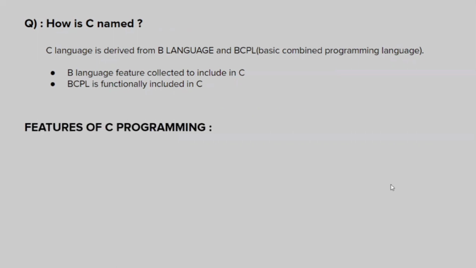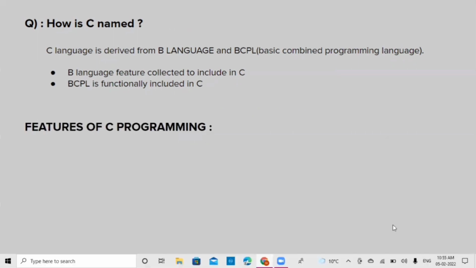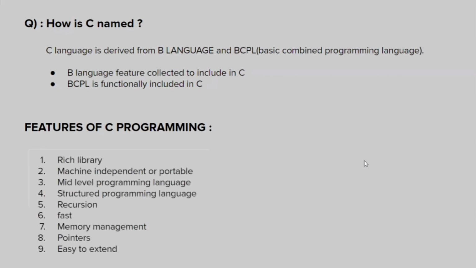Features of C programming. Moving on to the features of C programming. Rich library, machine independent or portable, mid-level programming language, structured programming language, recursion, fast, memory management, pointers, easy to extend. These are all the features of C programming. We will learn all these features line by line clearly.